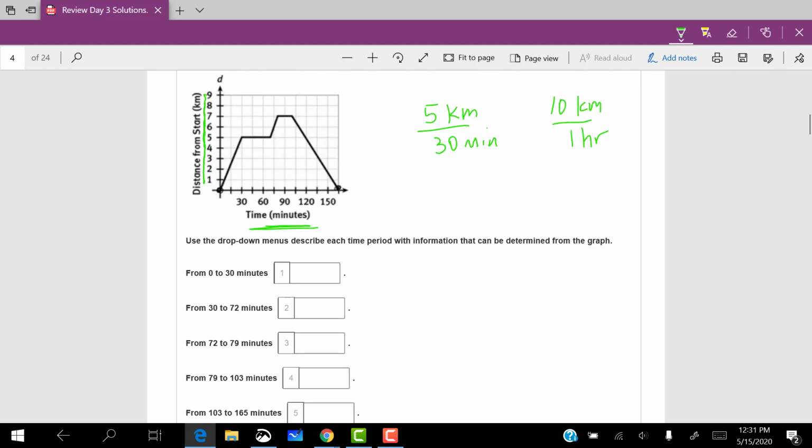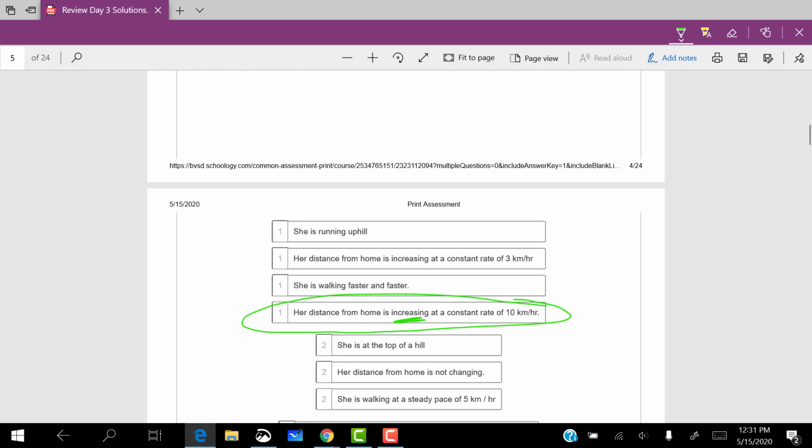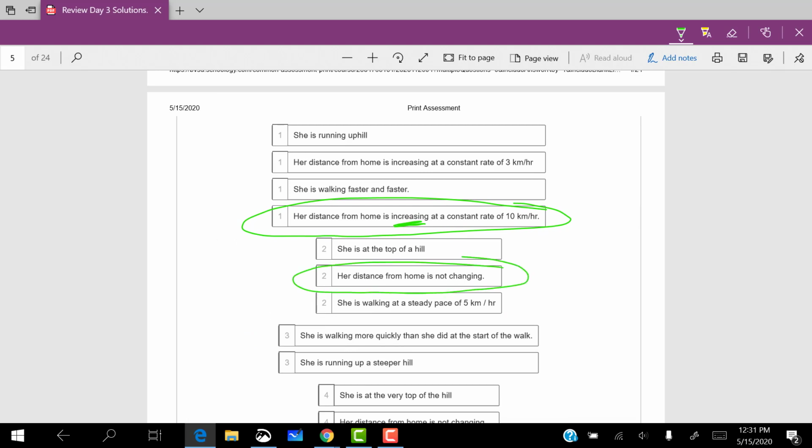Okay, for the next part, the graph is flat, which means that the distance is staying here at 5 kilometers. The distance is not changing. So the option there, distance from home, is not changing.